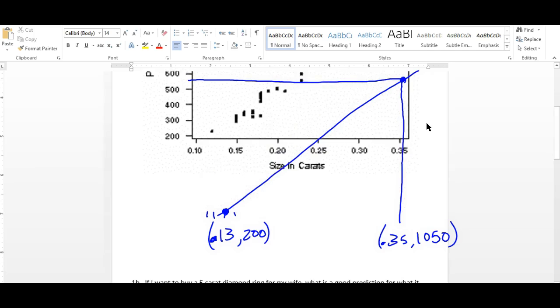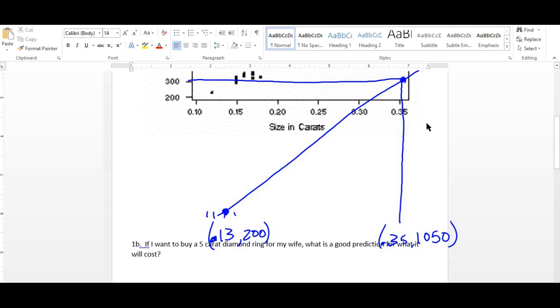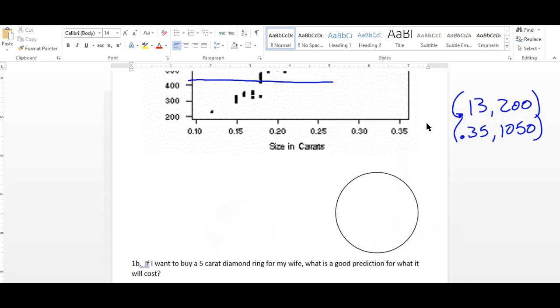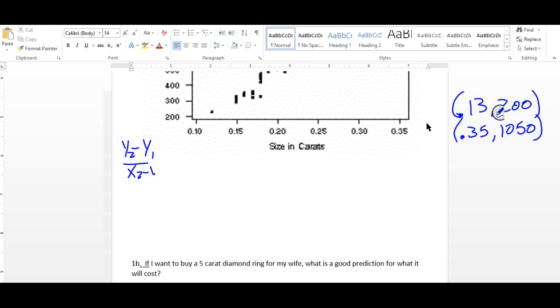Now what I'm going to do with that, down here in the space, is find the actual equation. So, 0.13, comma 200, 0.35, comma 1050. To find the equation, we're using the slope formula and the point slope formula. So y2 minus y1 over x2 minus x1. That'll give you your slope. Subtract the y's from each other.